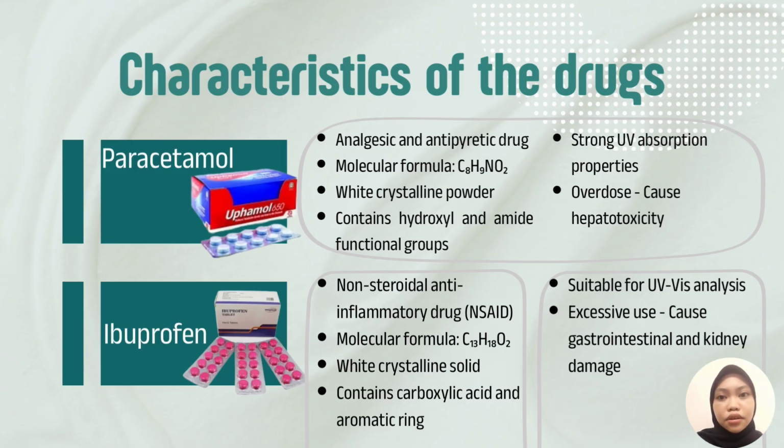Ibuprofen is a non-steroidal anti-inflammatory drug, or NSAID, used to reduce pain, inflammation, and fever. It also appears as a white crystalline solid and has the molecular formula C13H18O2. Ibuprofen contains a carboxylic acid group and an aromatic ring, making it suitable for UV spectroscopic analysis. Both drugs are relevant in forensic toxicology because overdose or misuse may cause serious health effects, including liver toxicity for paracetamol and kidney or gastrointestinal damage for ibuprofen.